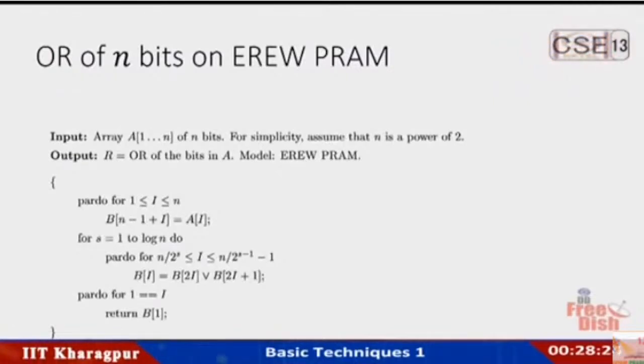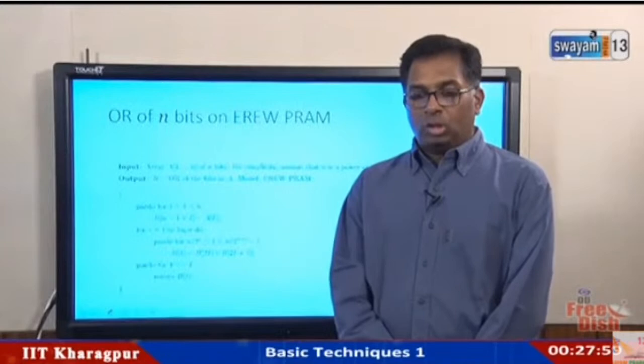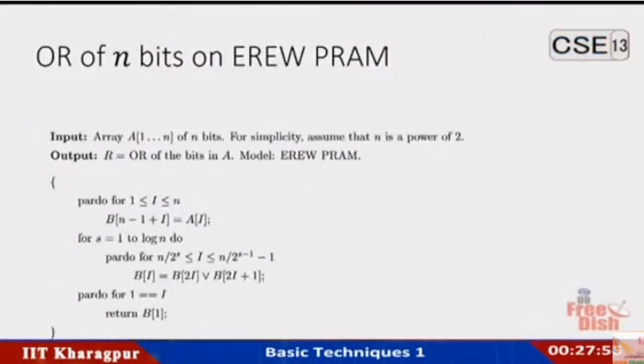So this is the algorithm summarized. To find the OR of n bits on EREW PRAM, where the input is an array A of n bits, and the output is to be the OR of these bits. In the first step, in parallel for every single element of the array, we copy the element into the leaf of the binary tree that we are going to construct in array B. Now the elements occupy the leaf positions in array B. Then we have log n substeps. We have a loop with log n iterations. In each iteration, we fill one level of the tree, going from bottom to top.